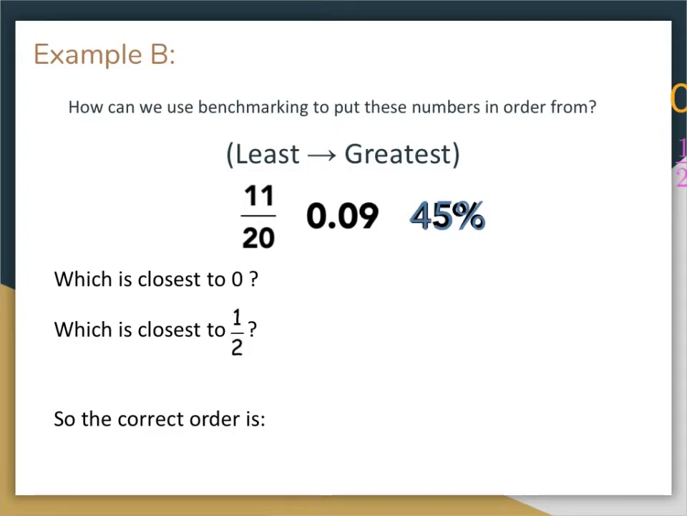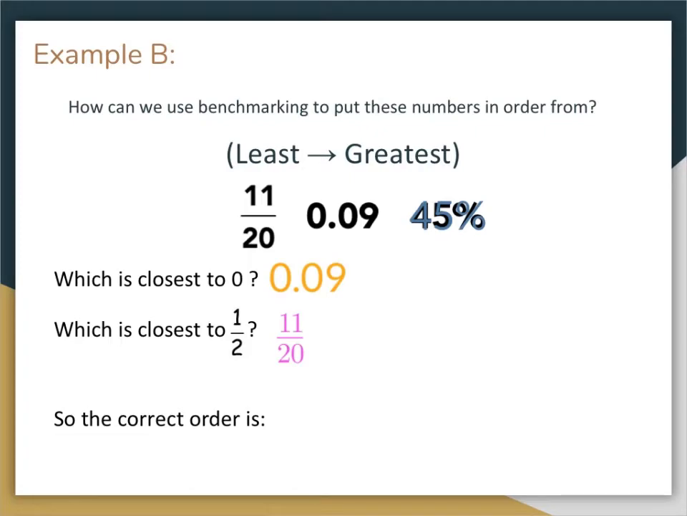Which one is closest to 0 out of my 11/20ths, 0.09, and 45%? Although there are 3 different kinds, 0.09 is really close to 0. It's 9/100ths, a very small number. So I think that one is the closest to 0. Then, which one is closest to a half? Well, 45% is almost a half, and 11/20ths is a little more than half. 10 out of 20 would be half, and 11 out of 20 is just one more than that, so I think that's the one closest to a half.